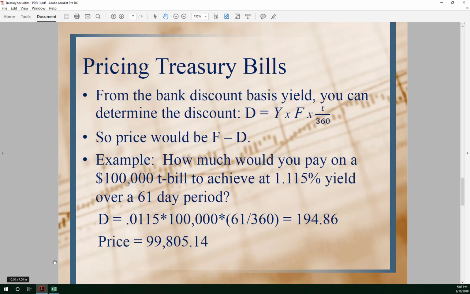And by the way, that yield is an annualized yield. That wouldn't be the amounts realized over 61 days. It's just the way you would report it.